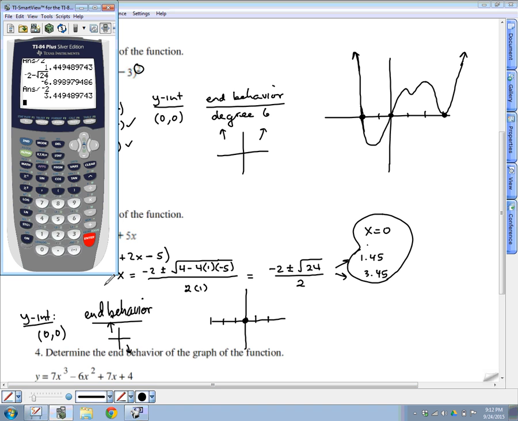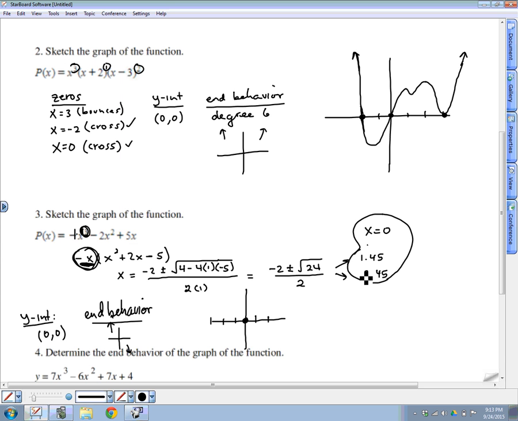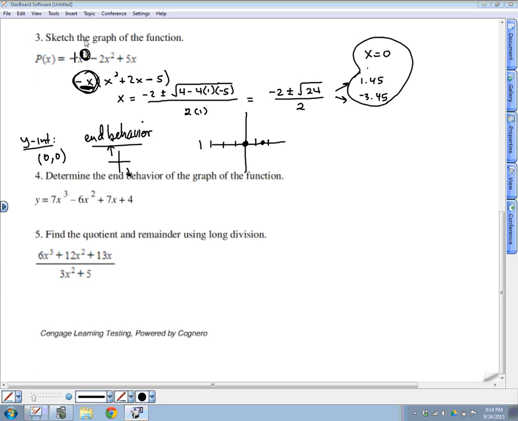And you know what? This isn't looking right. Divided by negative 2. That should be a positive 2. So that should really be a negative 3.45. Yeah, 1.45. And negative 3.45. So there's all 3 of the zeros.